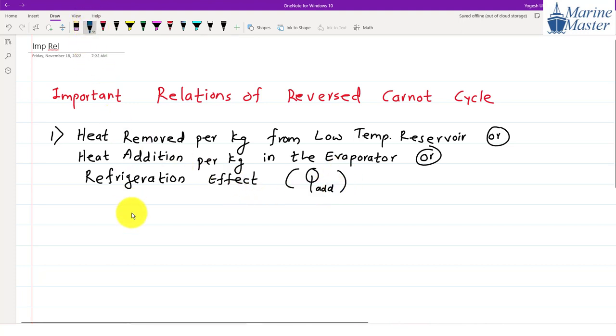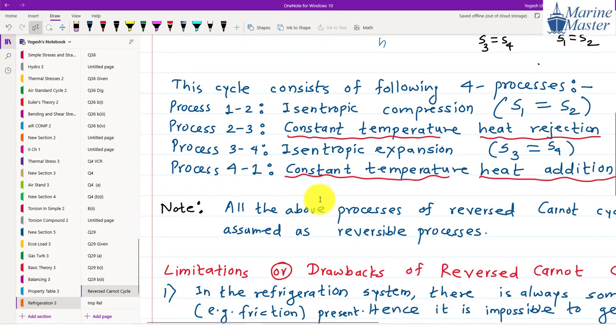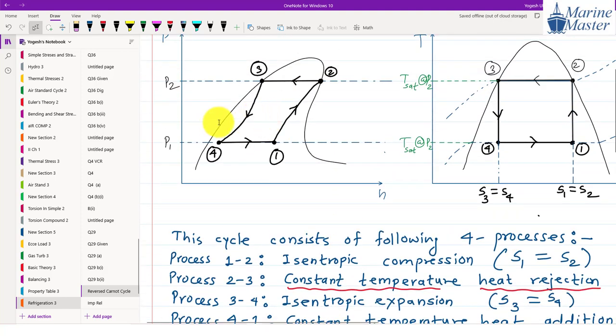So this Q addition will be equal to what, guys? Just try to understand the scenario. This Q addition will be equal to H1 minus H4. Have a look at our drawing, the pressure enthalpy diagram. See, 4 to 1. In 4 to 1, what is happening? Heat addition. And that heat addition is nothing but our refrigeration effect, or heat removed from the cold space. Cold space means low temperature reservoir, guys.